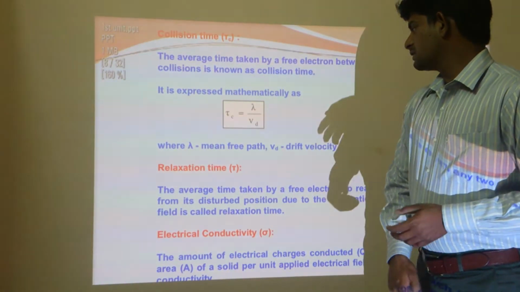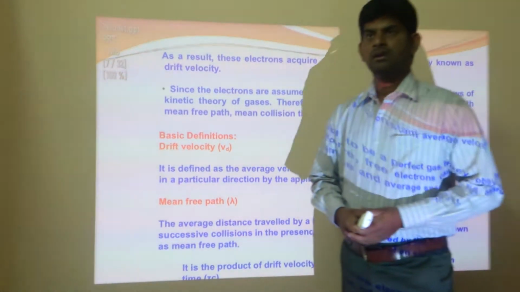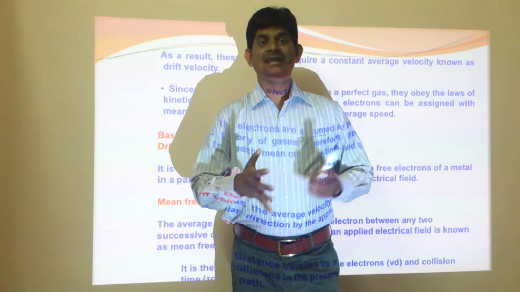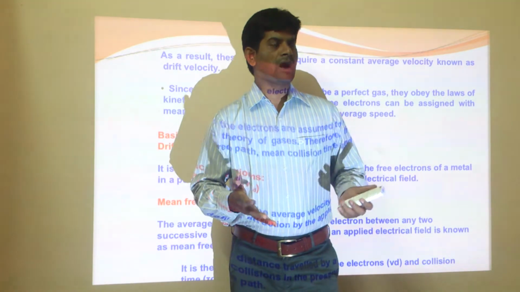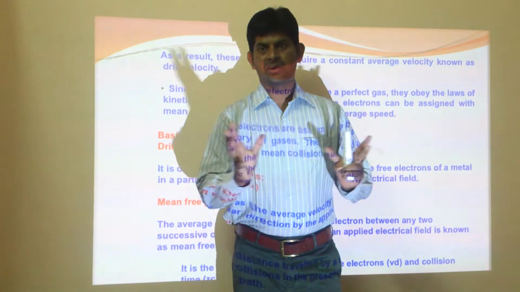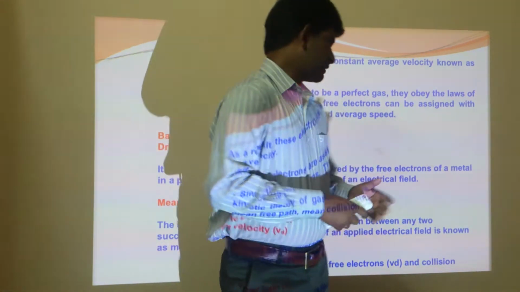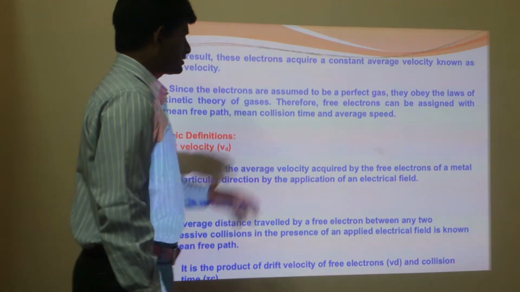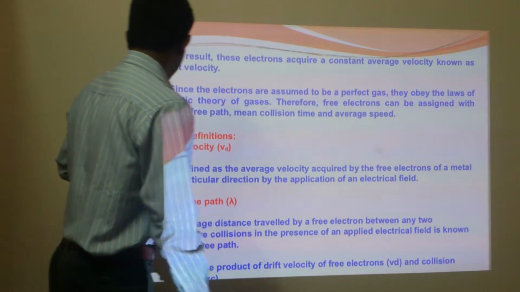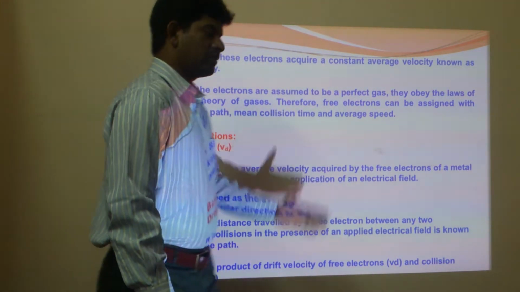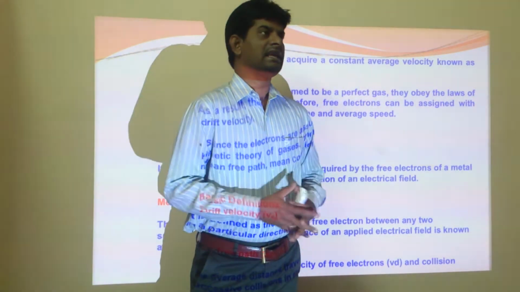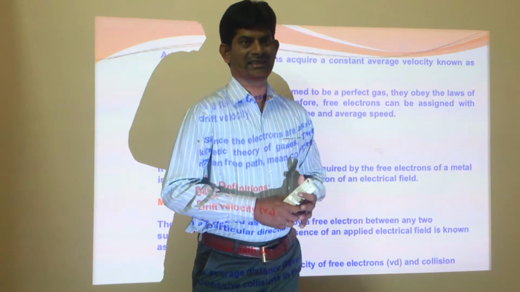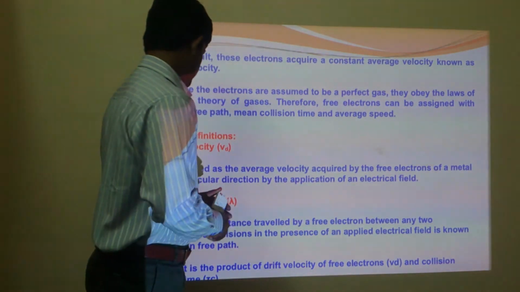One such definition is the drift velocity. Once you supply an external electric field, the electrons start to move with different velocities, so we have to consider the average velocity acquired by the free electrons. That is explained under the definition of drift velocity. It is defined as the average velocity acquired by the free electrons of a metal in a particular direction by the application of an external electric field. Since the electrons are moving with different velocities, we have to take the average velocity. That average velocity is called drift velocity.